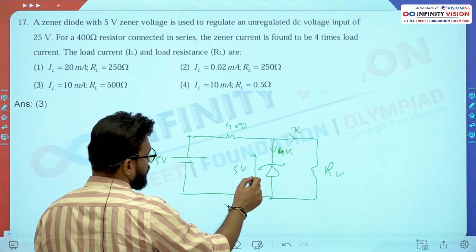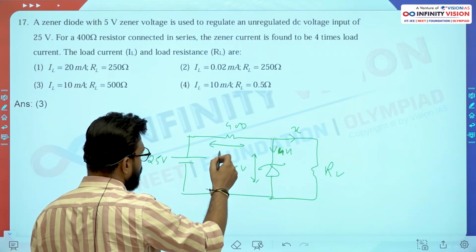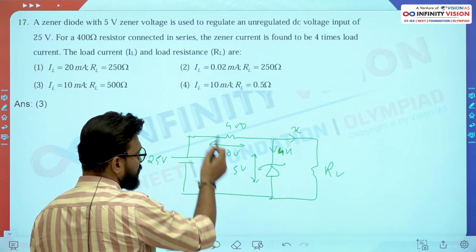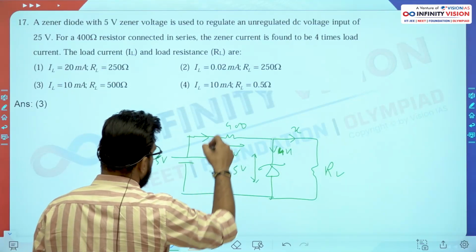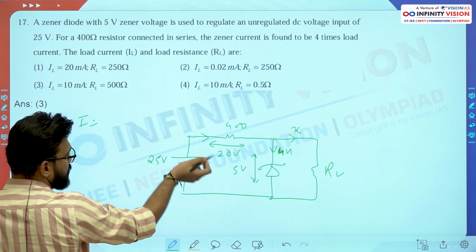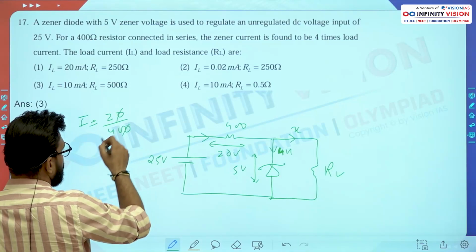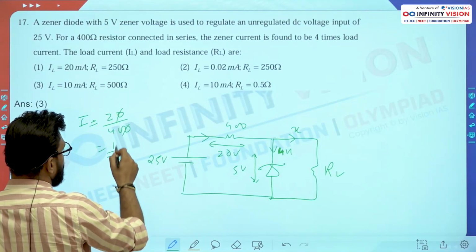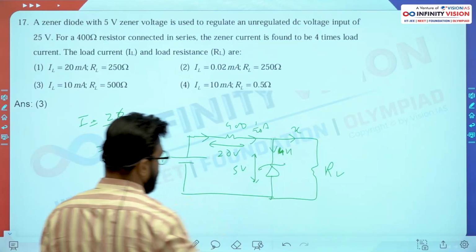The potential difference across the Zener diode is 5 volt, so the potential difference across the 400 ohm resistor would be 20 volt, because the sum of these two would be 25. The current supplied would be I equal to V by R. What is V? 20, and R is 400. So it comes to 1 by 20. So you are supplying 1 by 20 ampere current.